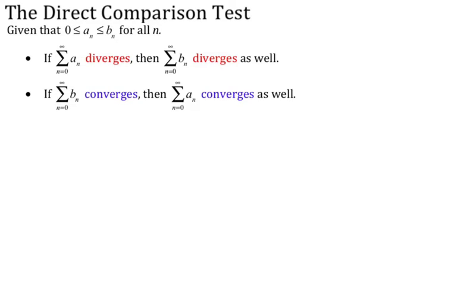Given that we have positive term series, so 0 less than or equal to a sub n less than or equal to b sub n for all n. If a sub n diverges, remember, a sub n is smaller than b sub n, then the sum of b sub n will diverge as well. On the other hand, if b sub n, the larger series, converges, then the smaller series, the sum of a sub n, must converge as well. All right, so that's what the direct comparison test says.